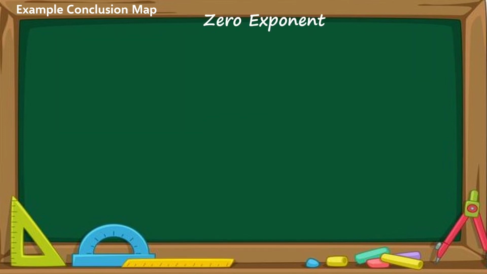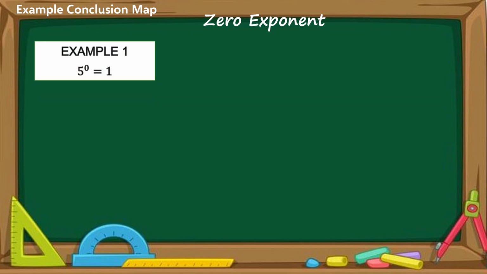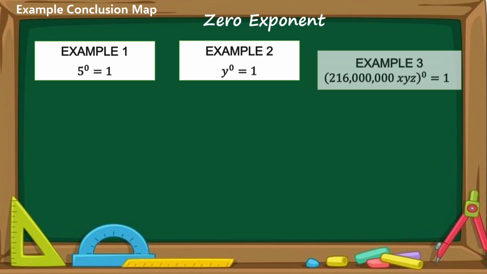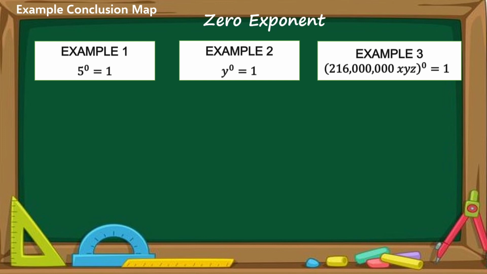Lastly, the zero exponent. Our examples are, first, 5^0 is equal to 1. Second example, we have y^0 is equal to 1. Last example, we have (216xyz)^0. It is also equal to 1.